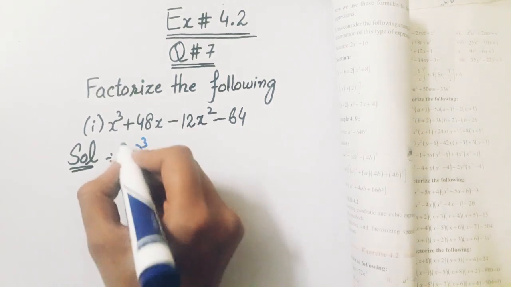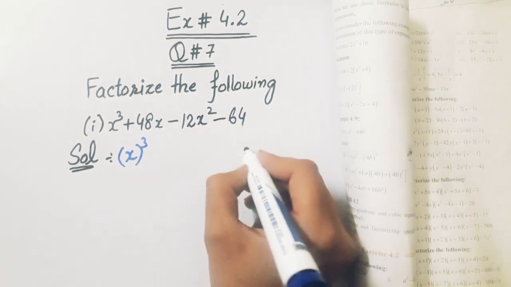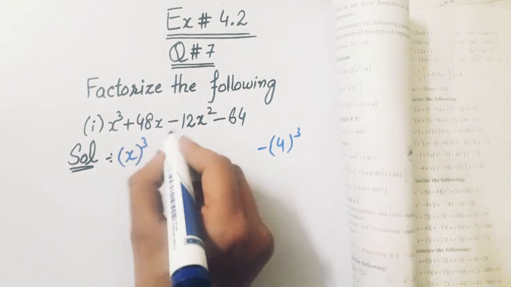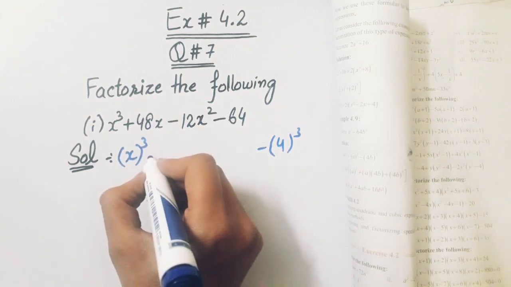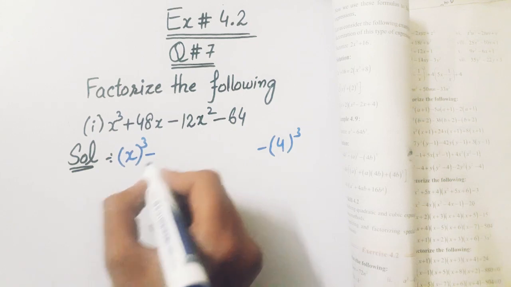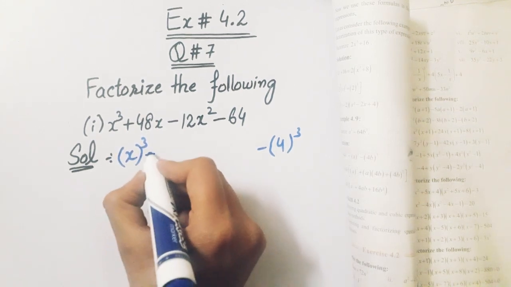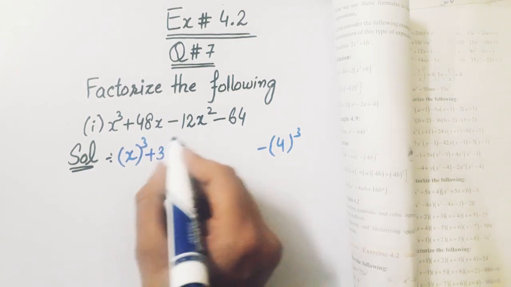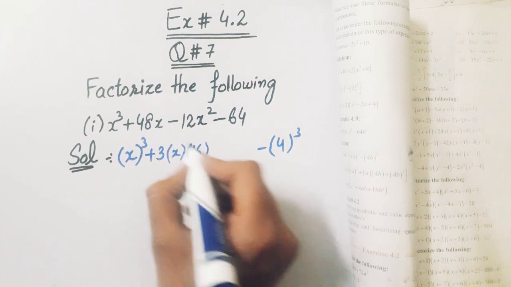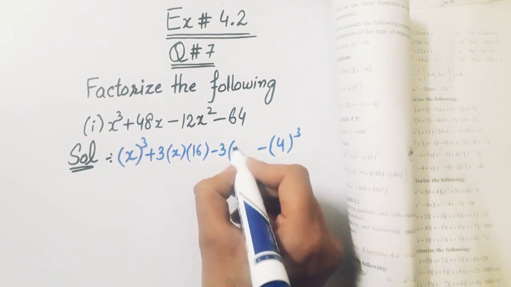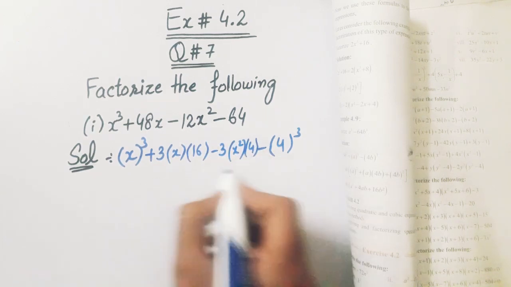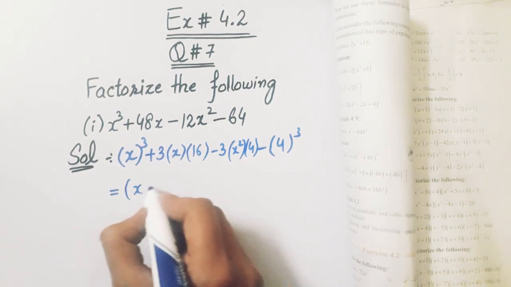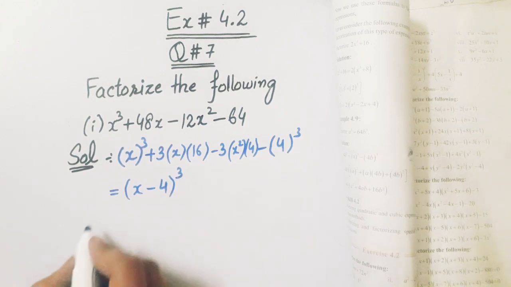x cube is the cube of x and 64 is the cube of 4. Now we write these terms as x cube minus 4 cube, plus 3 into x into 16 and minus 3 into x square into 4. This will become the formula of x minus 4 whole cube.